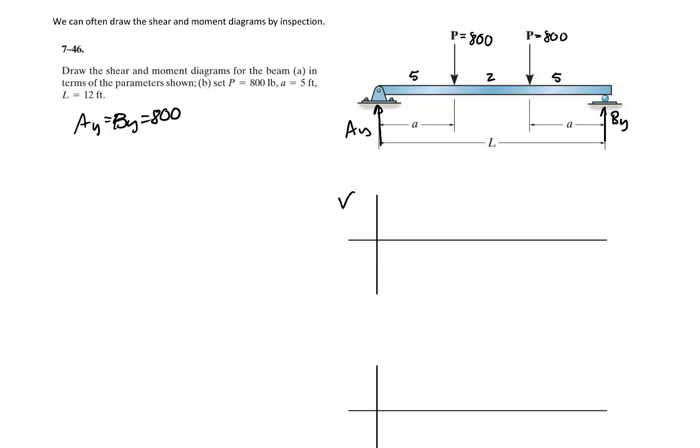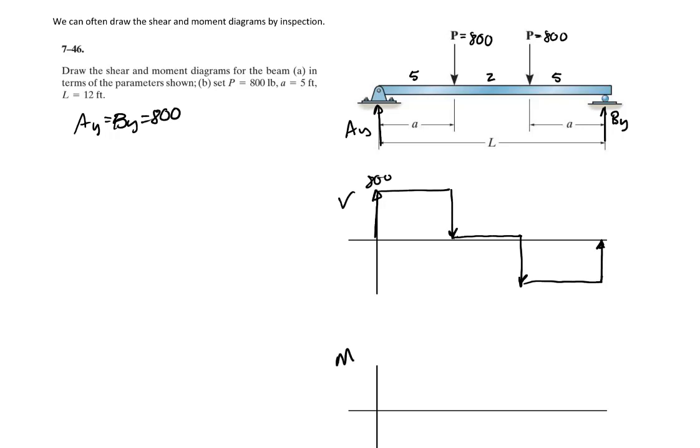So let's just go ahead and draw it. Shear goes up by 800, or up to 800. Between these two forces, it has no change, and it goes down 800 where that applied force is. Between these two forces, it has no change, and so then it goes down another 800 when it gets there. No change again, and then goes up 800 when it gets to the other side. So here we have the shape of the shear diagram.